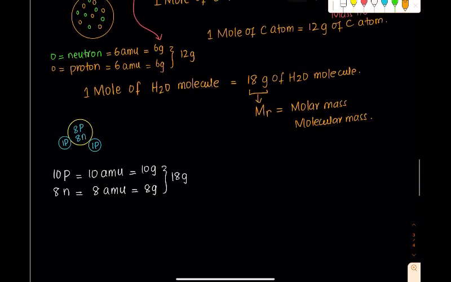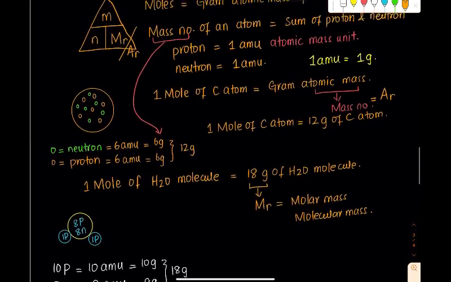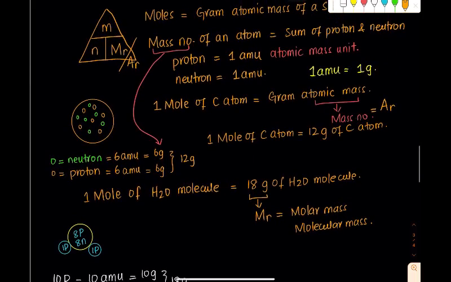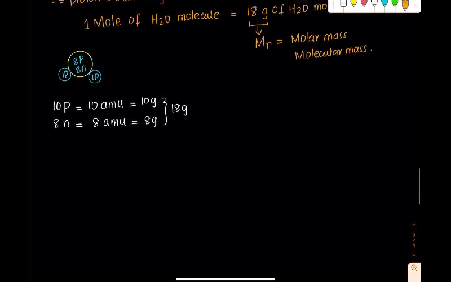Now, we are quite well aware that if we have a gram atomic mass of a substance, that should be equivalent to 1 mole. But if we have less than the gram atomic mass of a substance or greater than the gram atomic mass of a substance, then that should not be equal to 1 mole. That should be some other number of moles. Let's find out that.